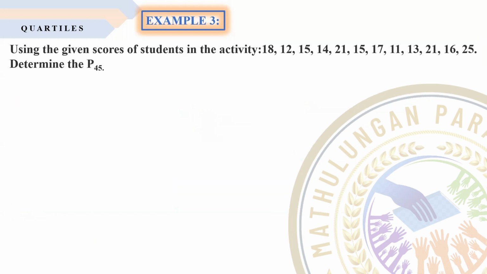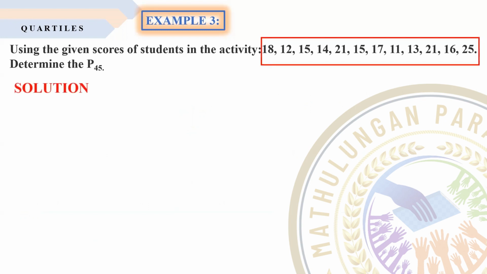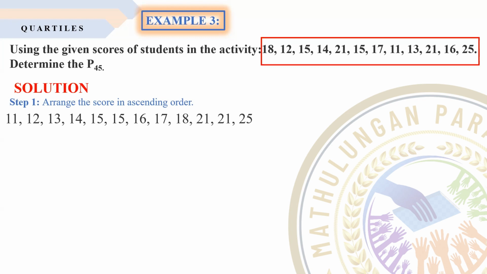Now, let us proceed to our example number 3. So, same data pa rin ang gagamitin natin but this time, ang ating hinahanap ay ang 45th percentile. Okay? So, consider pa rin natin yung ating data na 18, 12, 15, 14, 21, 15, 17, 11, 13, 21, 16, and 25. And, of course, yung using interpolation method pa rin natin na 5 steps tayo. We have to arrange the score in ascending order. At yung arrangement niya, yan po siya, 11, 12, 13, 14, 15, 15, 16, 17, 18, 21, 21, and 25.